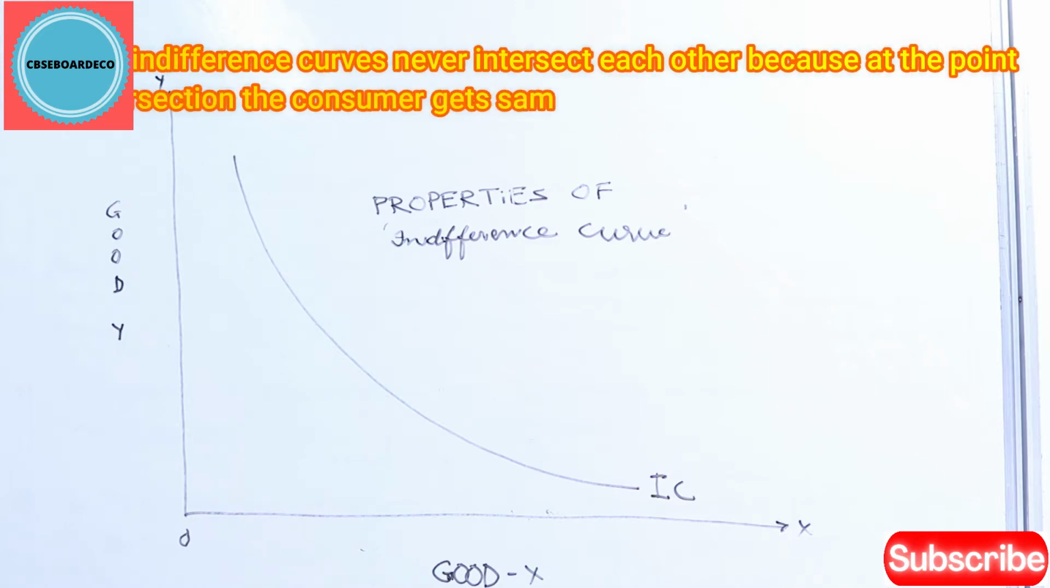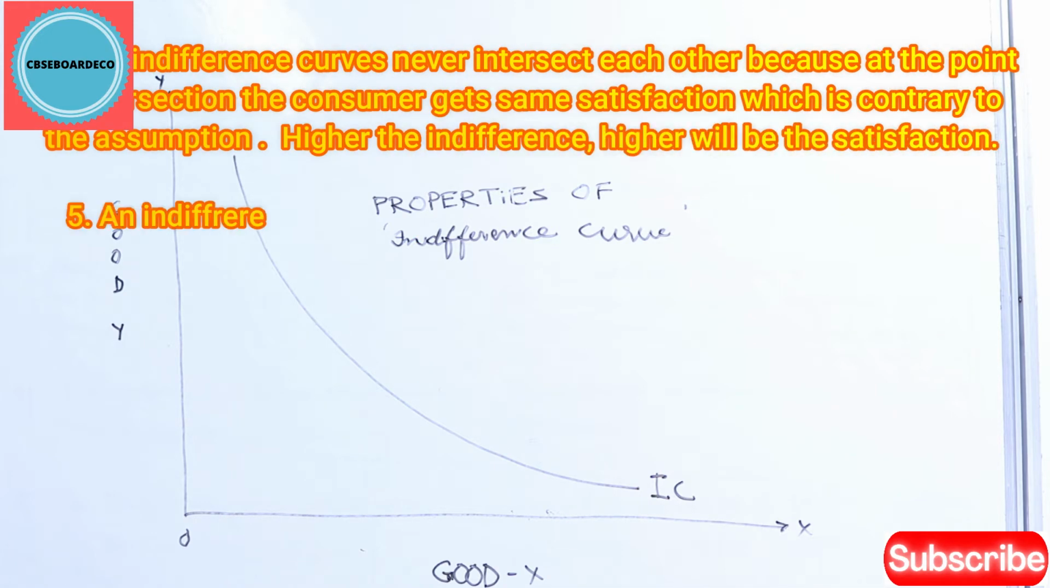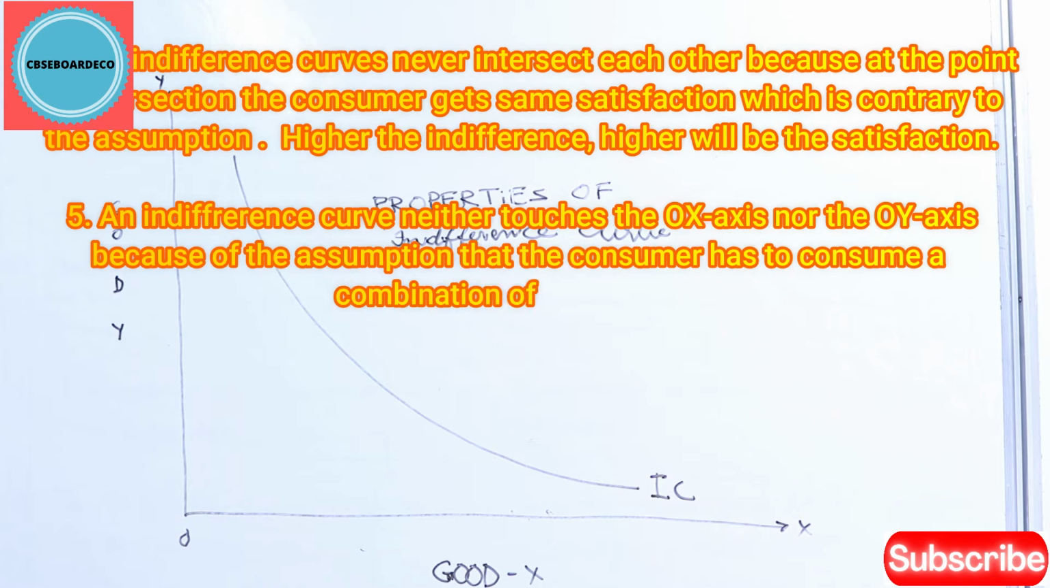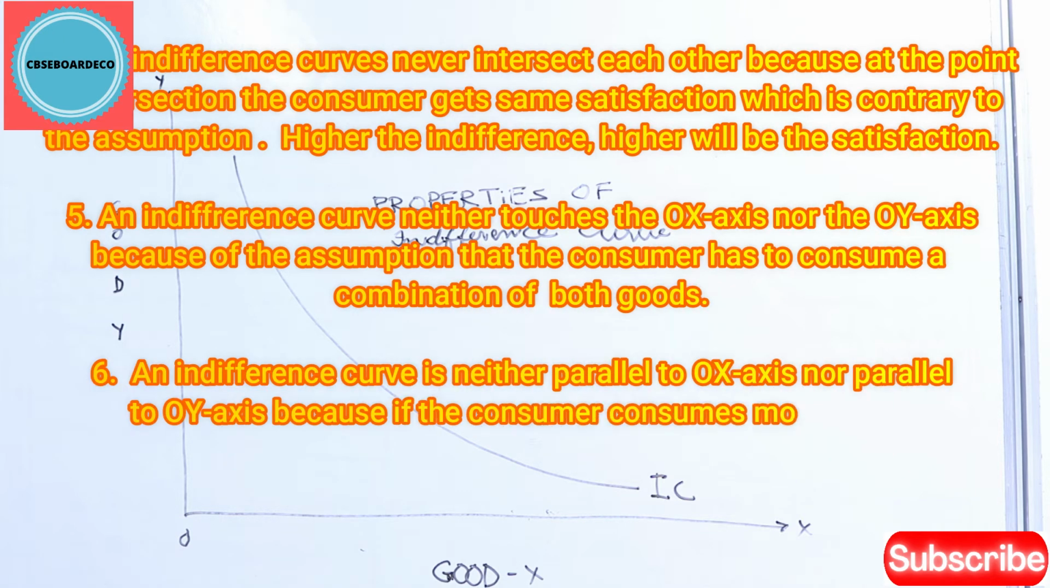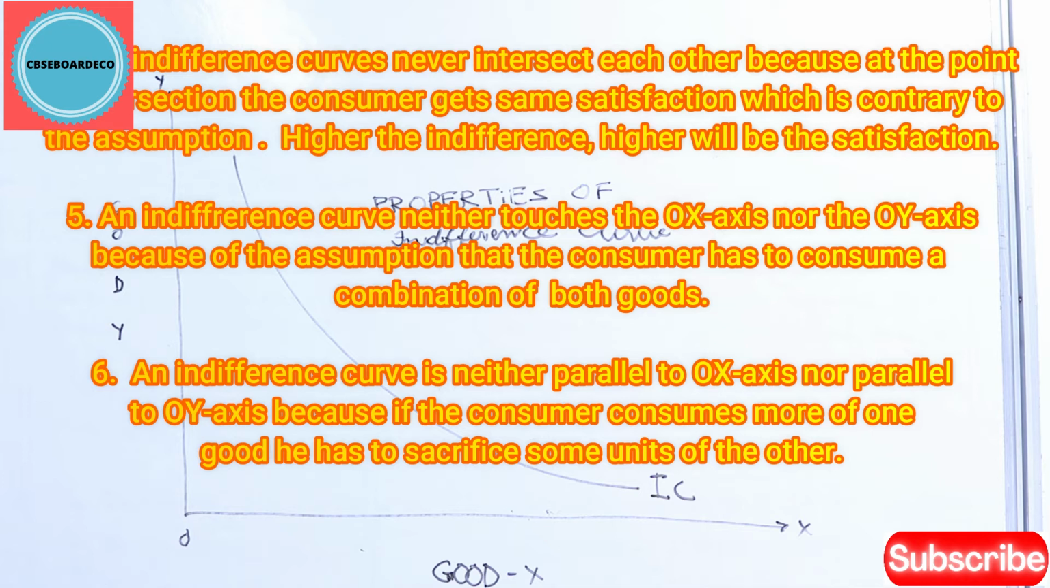Now these 3 are important points. Now you have another 3 points which are not so important. Higher indifference curve represents higher level of satisfaction. This is because of the assumption that preferences are monotonic and more quantity consumed means more utility. Higher indifference curve represents more quantity of goods. This is also an important point.